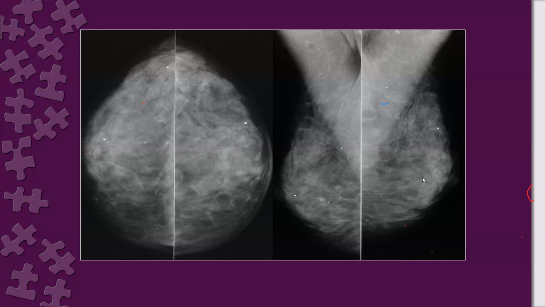This one, numerous. Innumerable. And even here. What does it mean? You have seen it even here, so I can say it is within the breast parenchyma. But when I see it outside the breast parenchyma, that means skin lesions.